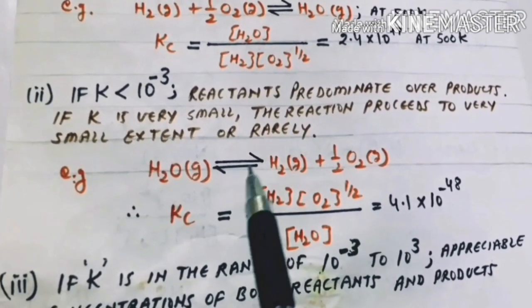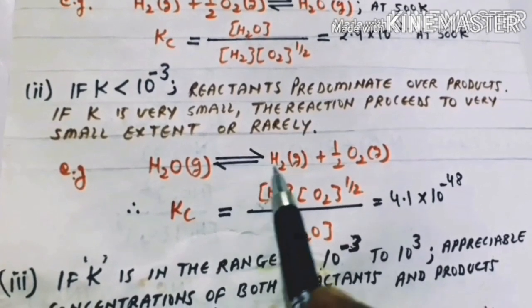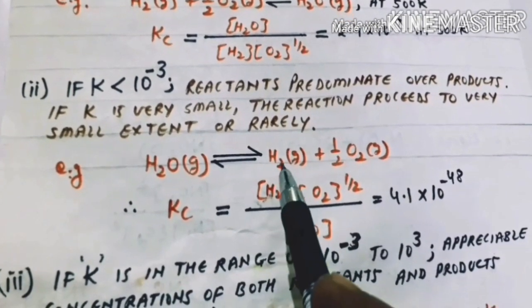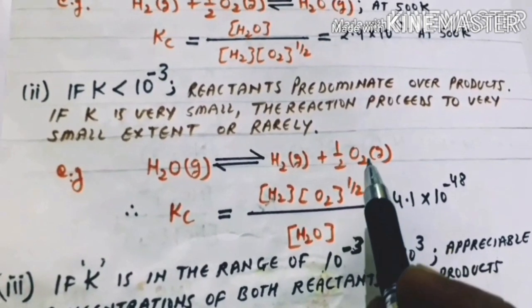For example, here is the reversible reaction in which 1 mole of water vapor decomposes in the forward direction to produce 1 mole of hydrogen gas and half mole of oxygen gas.